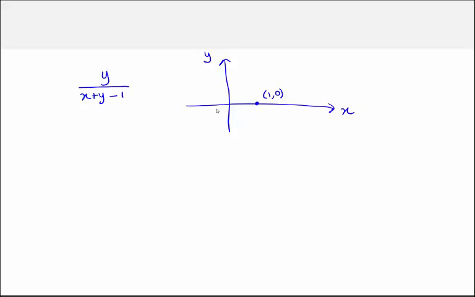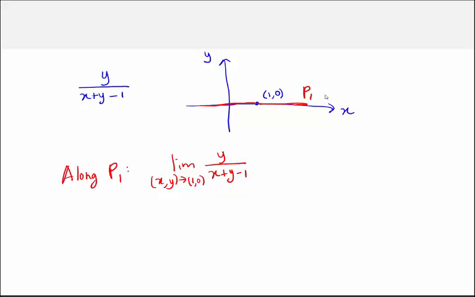Okay, the first path that I'm going to choose that passes through the point (1, 0) is going to be the x-axis. Right, so this is the path P1 that I'm going to choose, and I'm going to compute the limit of my function along P1 as (x, y) approaches the point (1, 0). So let's see what happens if we compute the limit along P1. Well, the expression for our function can be simplified in this case, since y is always 0 on the path P1.